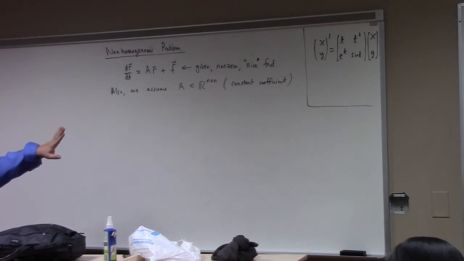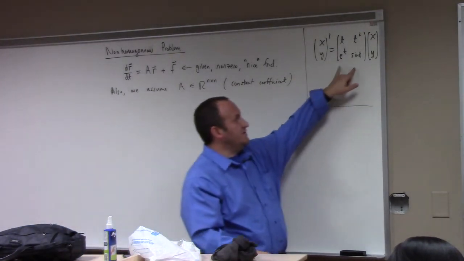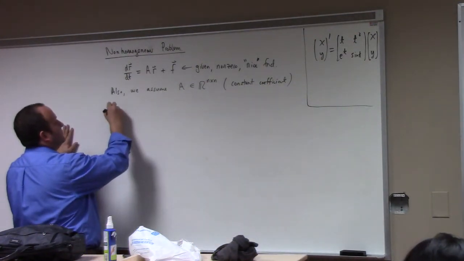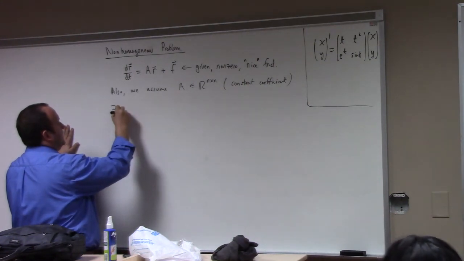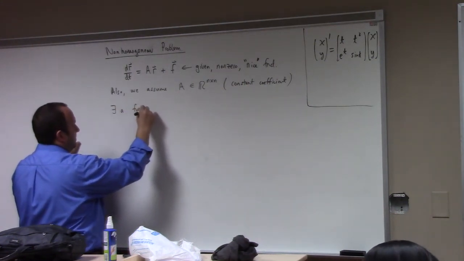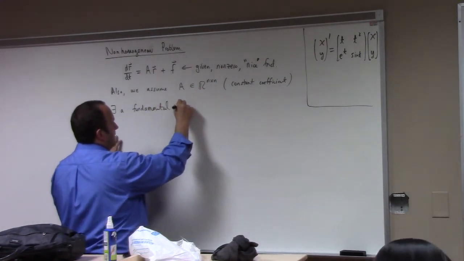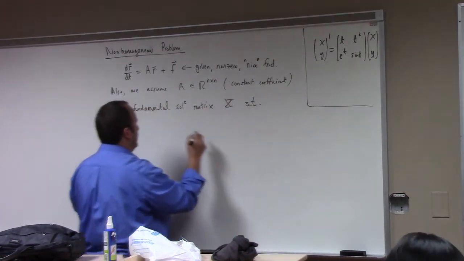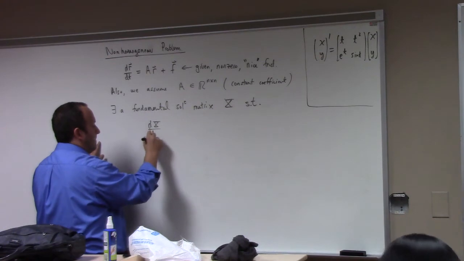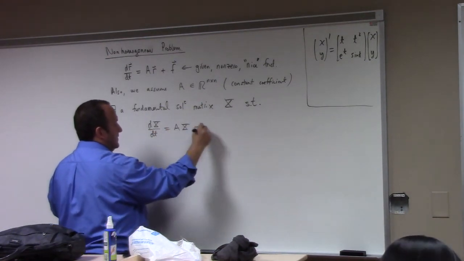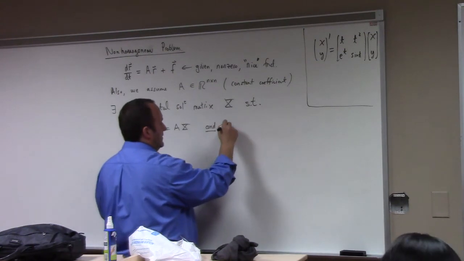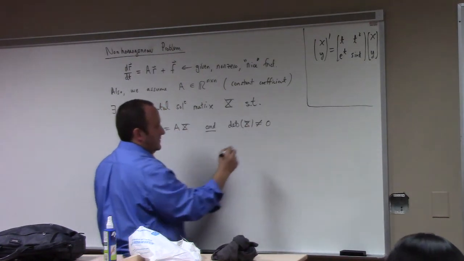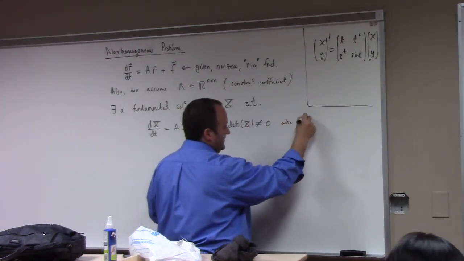But anyway, so when the matrix of coefficients is constant, though, we have a method to find the solution, right? So there exists a fundamental solution matrix X such that two things hold, right? dX dt is equal to AX, and the determinant of X is not equal to 0, aka X inverse exists.